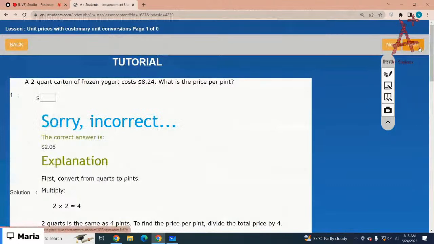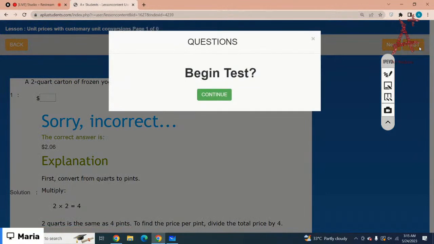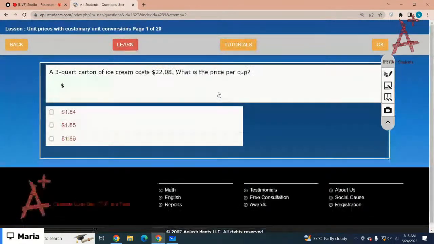Okay, let's just do practice questions. Quart is a unit of measuring things. Quarts and pints both are units of measuring things. Like you measure things in kilograms, the same way a quart is a unit.